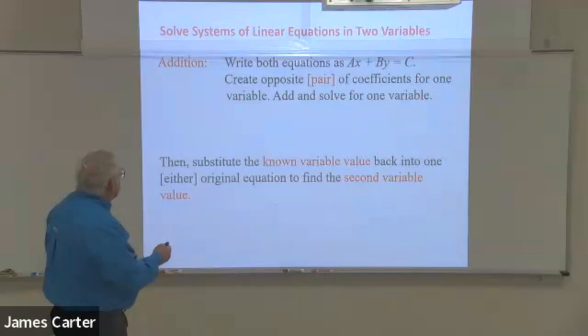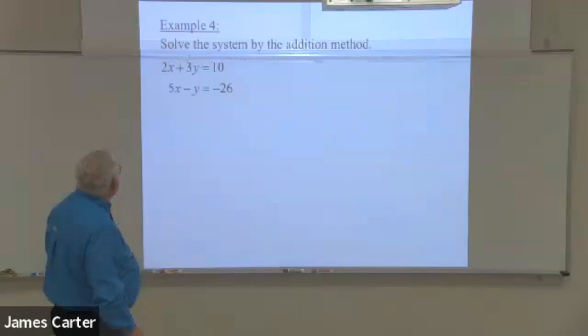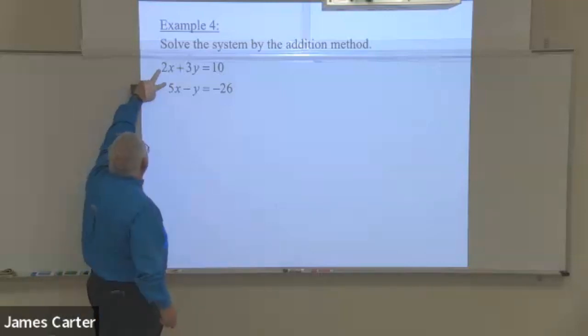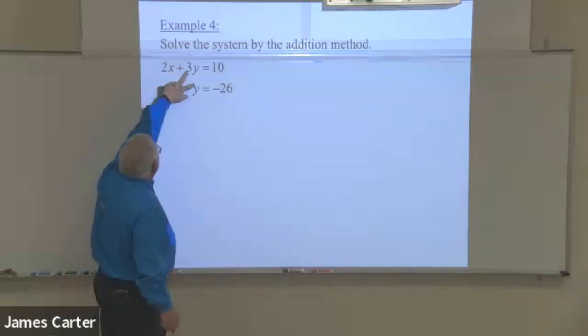Now, let's go on from this. Here are 2 more equations. We look for an opposite pair. Right now, I don't have one. I could use 10 as my least common multiple here, or I could use 3 as it here.